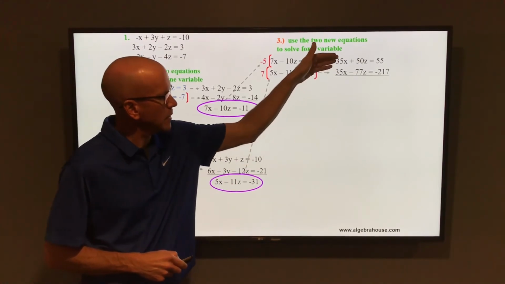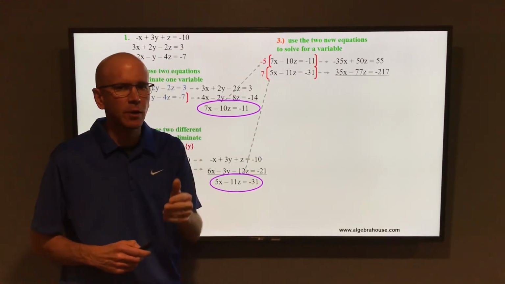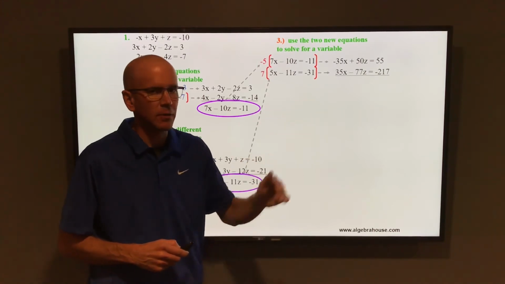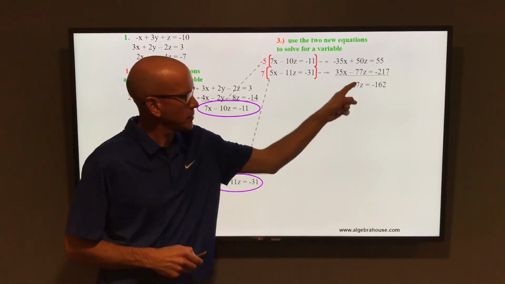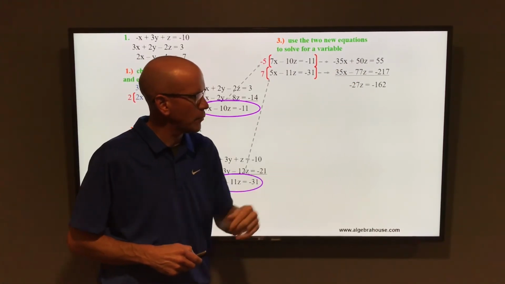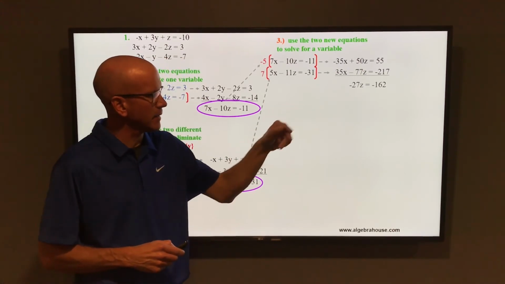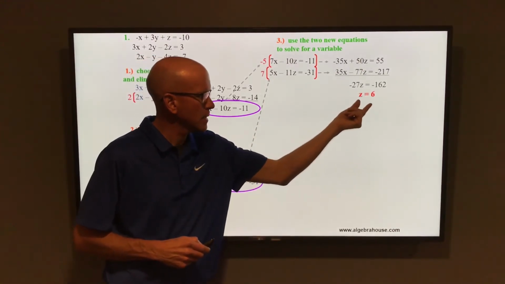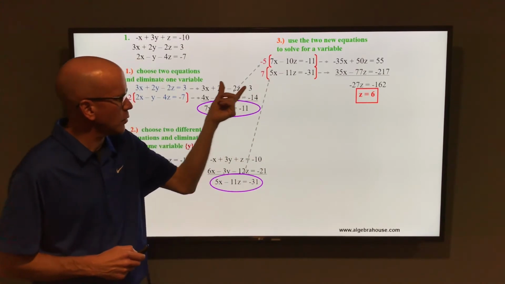If you add those together, the x's will be eliminated. That's what you want to have happen, because then you can solve for z. Add those together, get negative 27z equals negative 162. Then divide each side by negative 27 and z equals 6. So that's the key that's going to unlock the door to all the other variables.